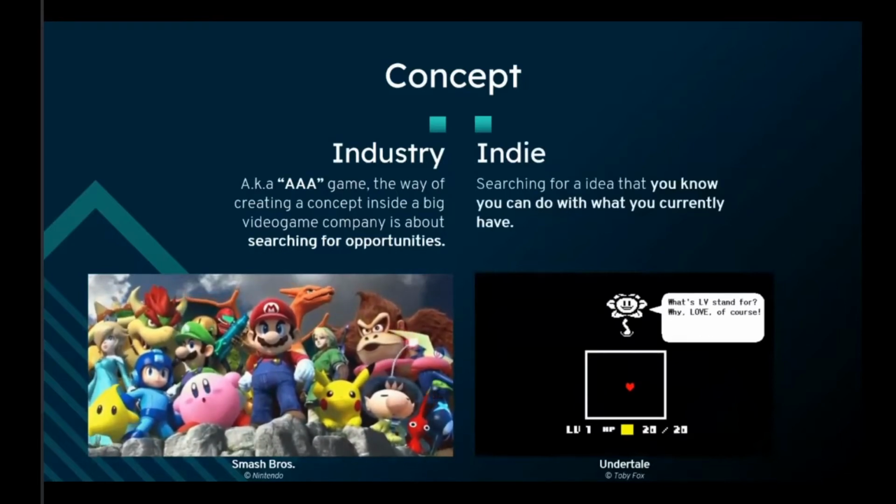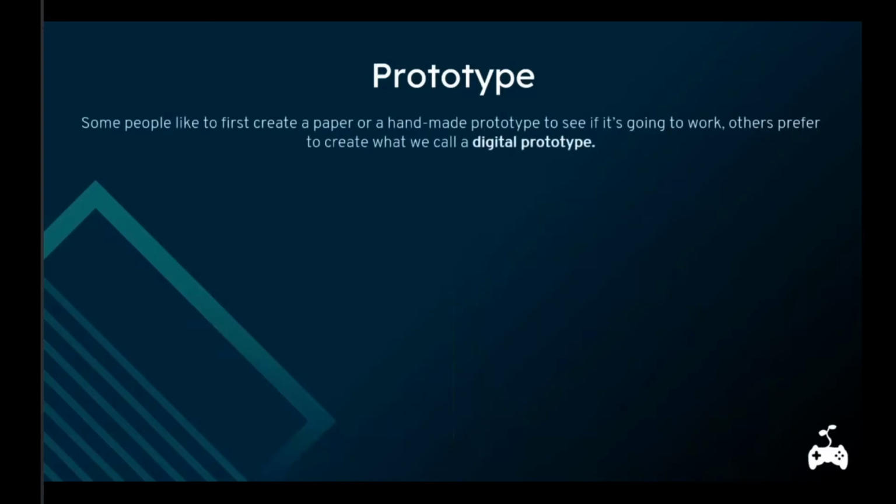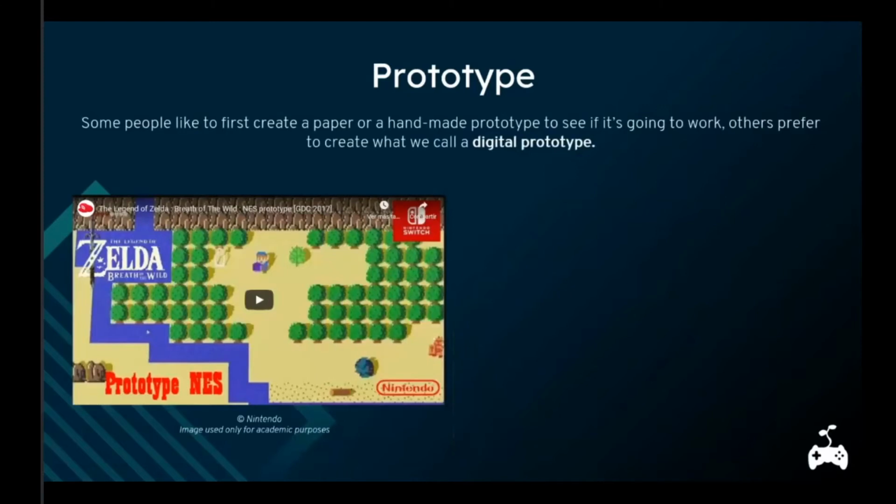Moving on, the prototype phase. Building a prototype is always a great way to see if your idea is going to work. Some people like to first create a paper or a handmade prototype to see if it's going to work. However, we prefer to create them using the digital way. Now, let's take a look at an example in this video. It's the Zelda Breath of the Wild prototype using the very first Zelda engine to make sure the idea works.